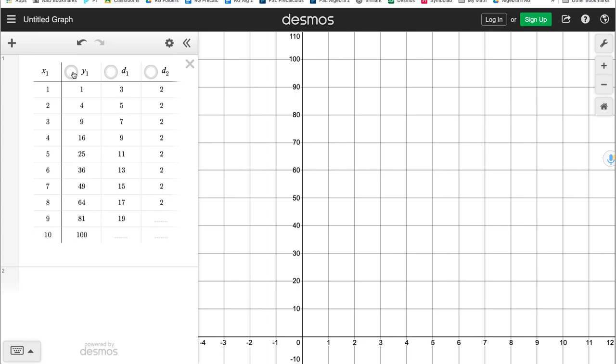And so if I just turn on the data for x and y, we see that we've got these points that are forming a parabola shape, half of a parabola shape. Now I've got 2 other columns here. I'm not going to turn these on as tables of values, but I just want to record the first difference and the second difference from the y1 to y2 values, or consecutive y values.